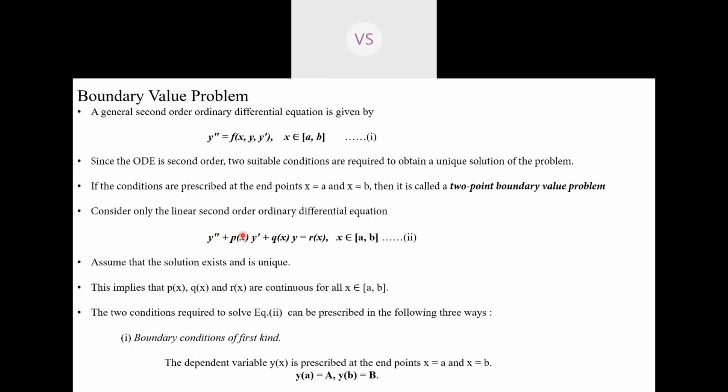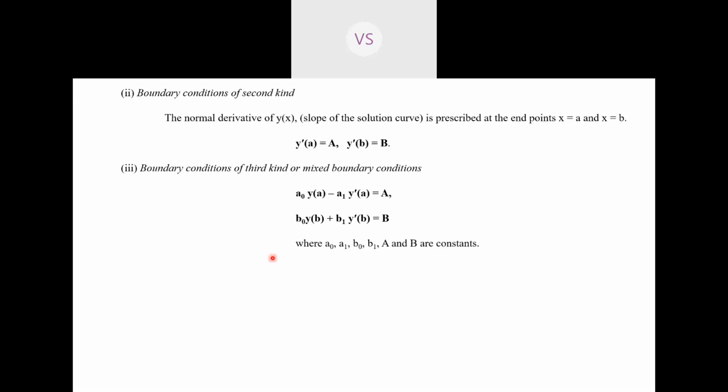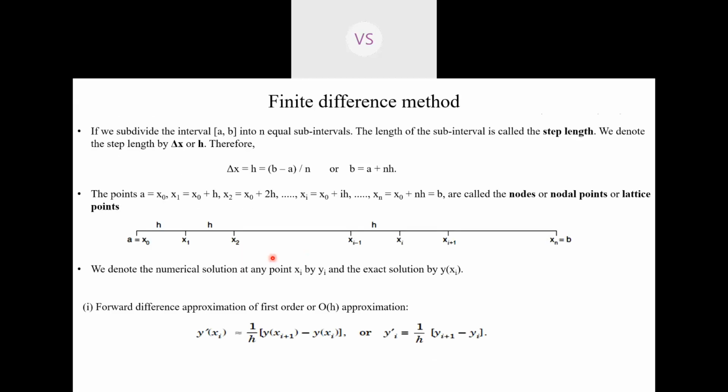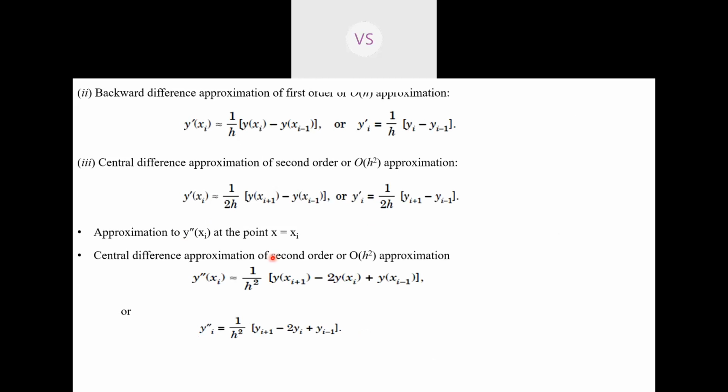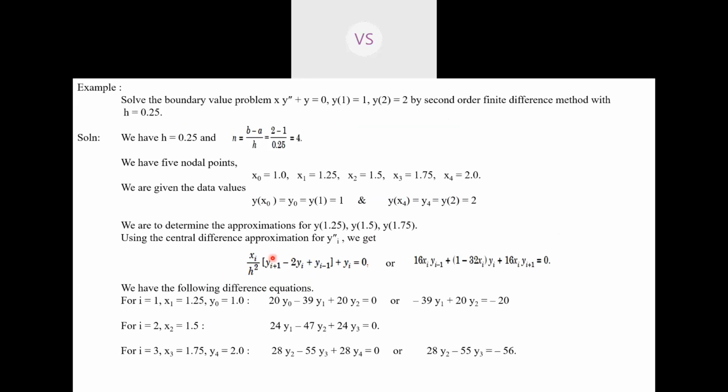Okay, and then you have to find the exact solution. We'll consider a problem, then you'll know exactly what we have to do. Now here, solve the boundary value problem x y double dash plus y is equal to 0. Now this equation is given to you, it is a second order equation. Okay, now two conditions are given to you.